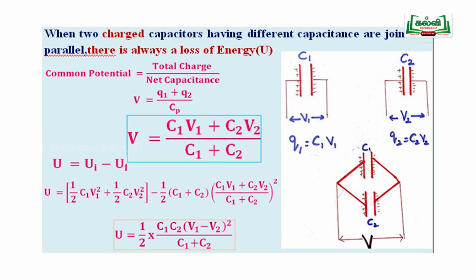You can see the initial energy is this much minus final energy. What is final energy? Half into parallel, so C1 plus C2 into V square, this common potential. Definitely if you do the mathematical part, the initial energy will be always greater, there is a loss in energy, that loss in energy is half into C1 C2 into V1 minus V2 whole square by C1 plus C2. Okay. Now, we will go for the sums.